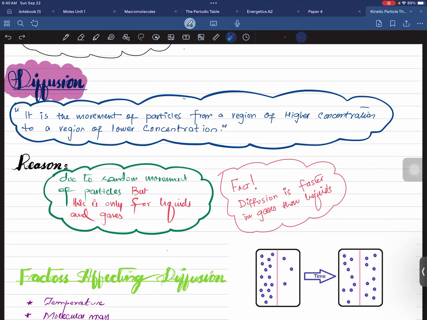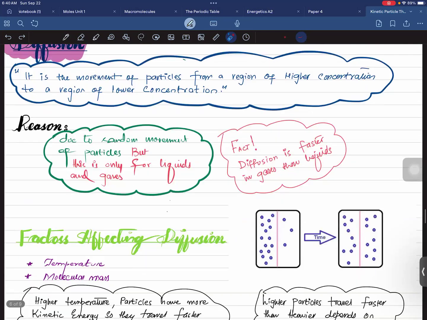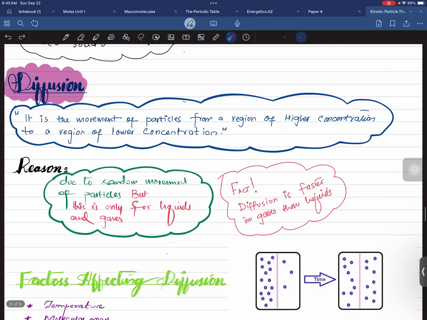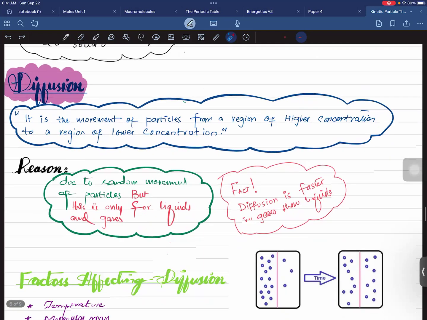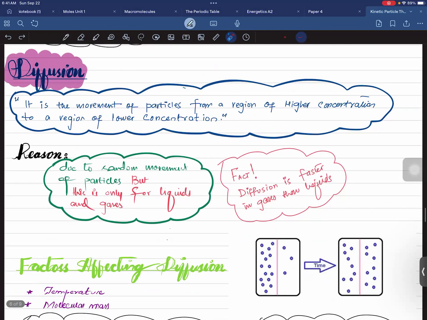Okay, so what are the factors on which the diffusion depends? You have two factors. Number one, you have temperature, and then you have molecular mass.